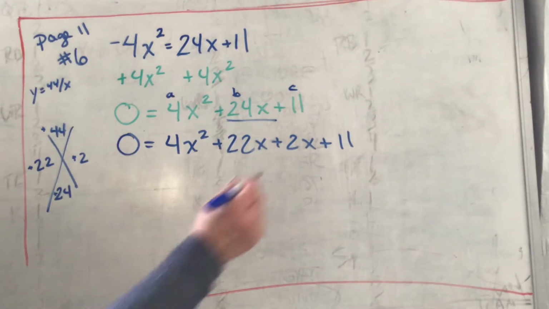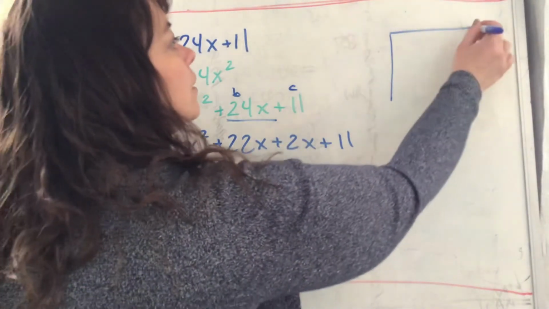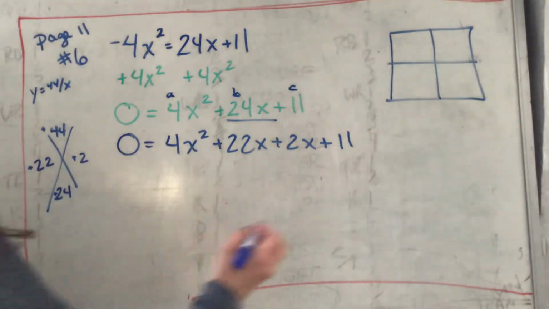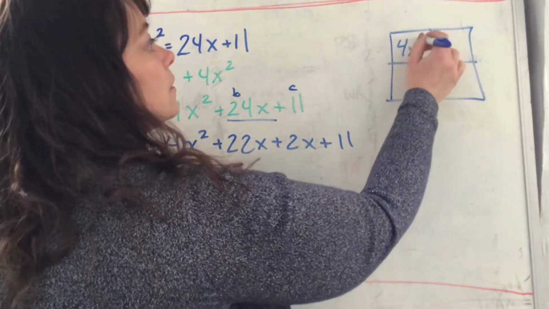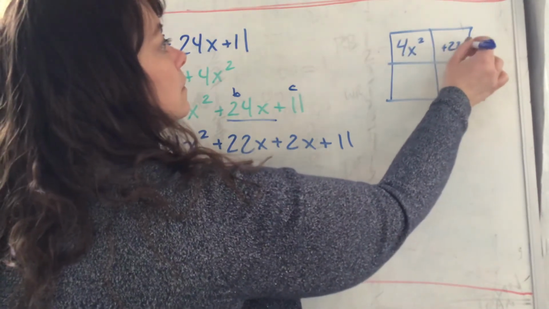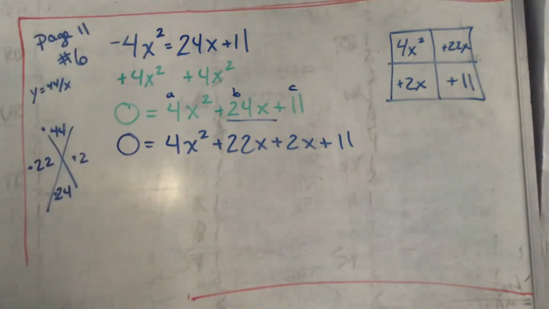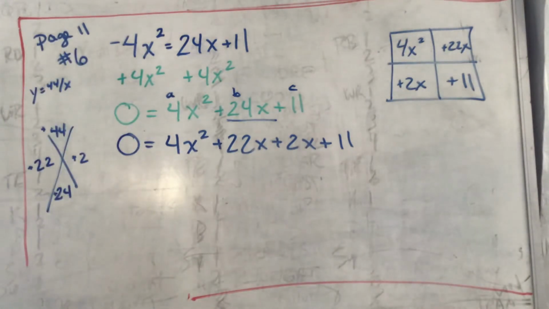I don't really want to run out of room. I'm going to go over here for the other part. 4x squared plus 22x plus 2x plus 11. And now we have to take a GCF out.